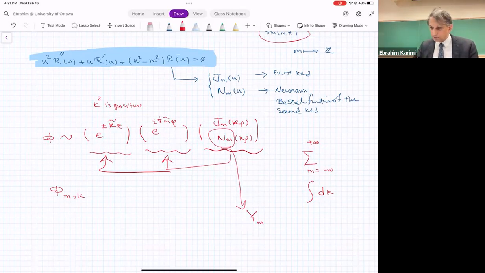I will stop screen sharing. I will go to Mathematica, and I will show you some of the properties of these, and we will come back with understanding what's going on with the Jm and Nm. Stop sharing. Let me screen share on this computer.